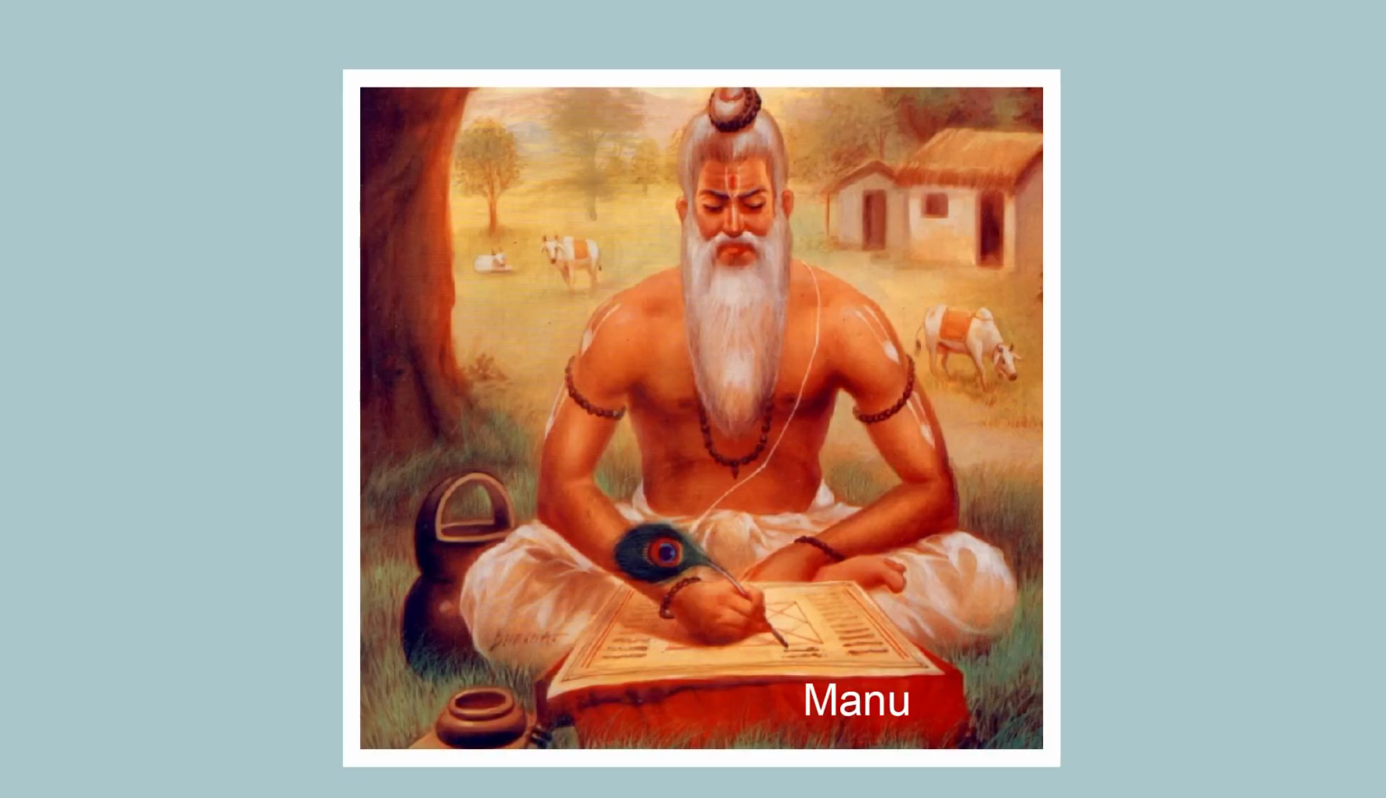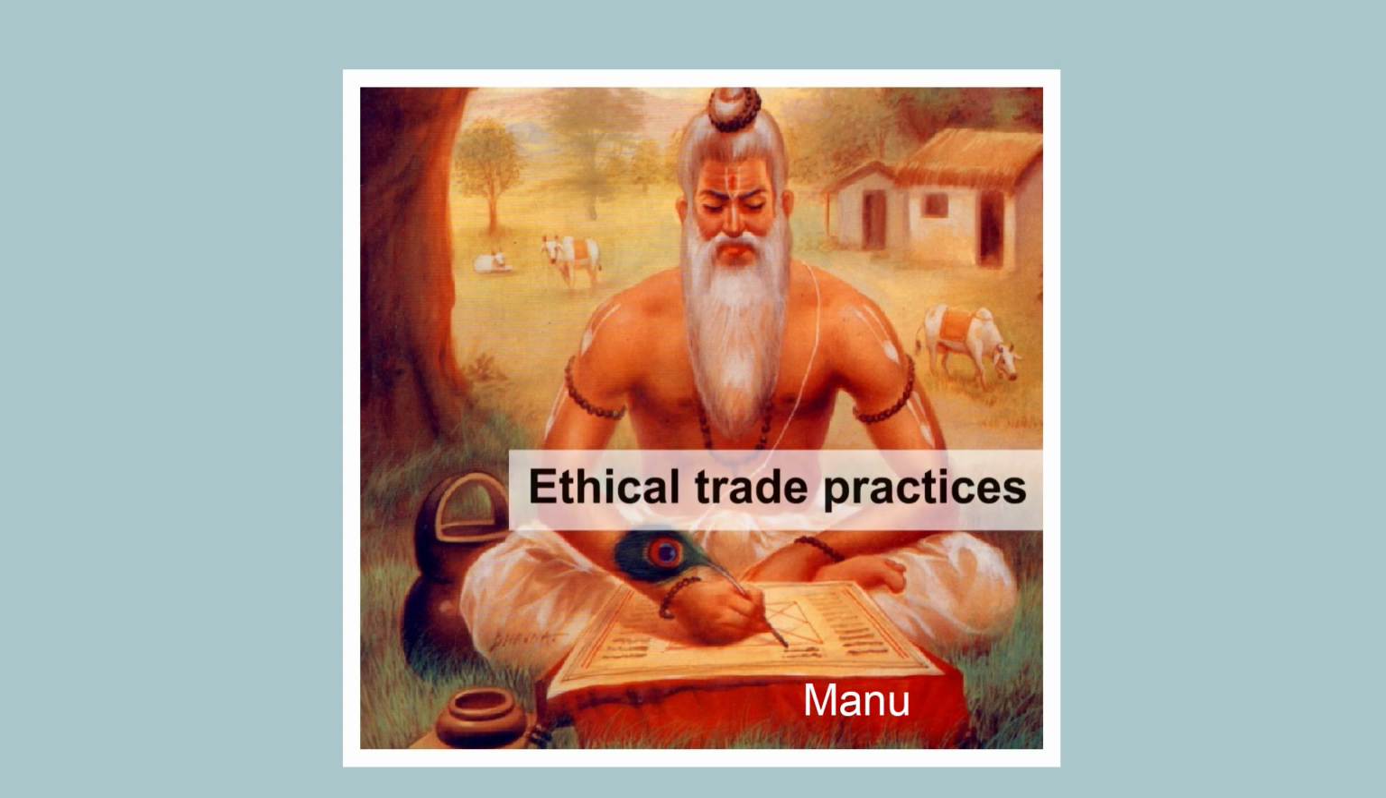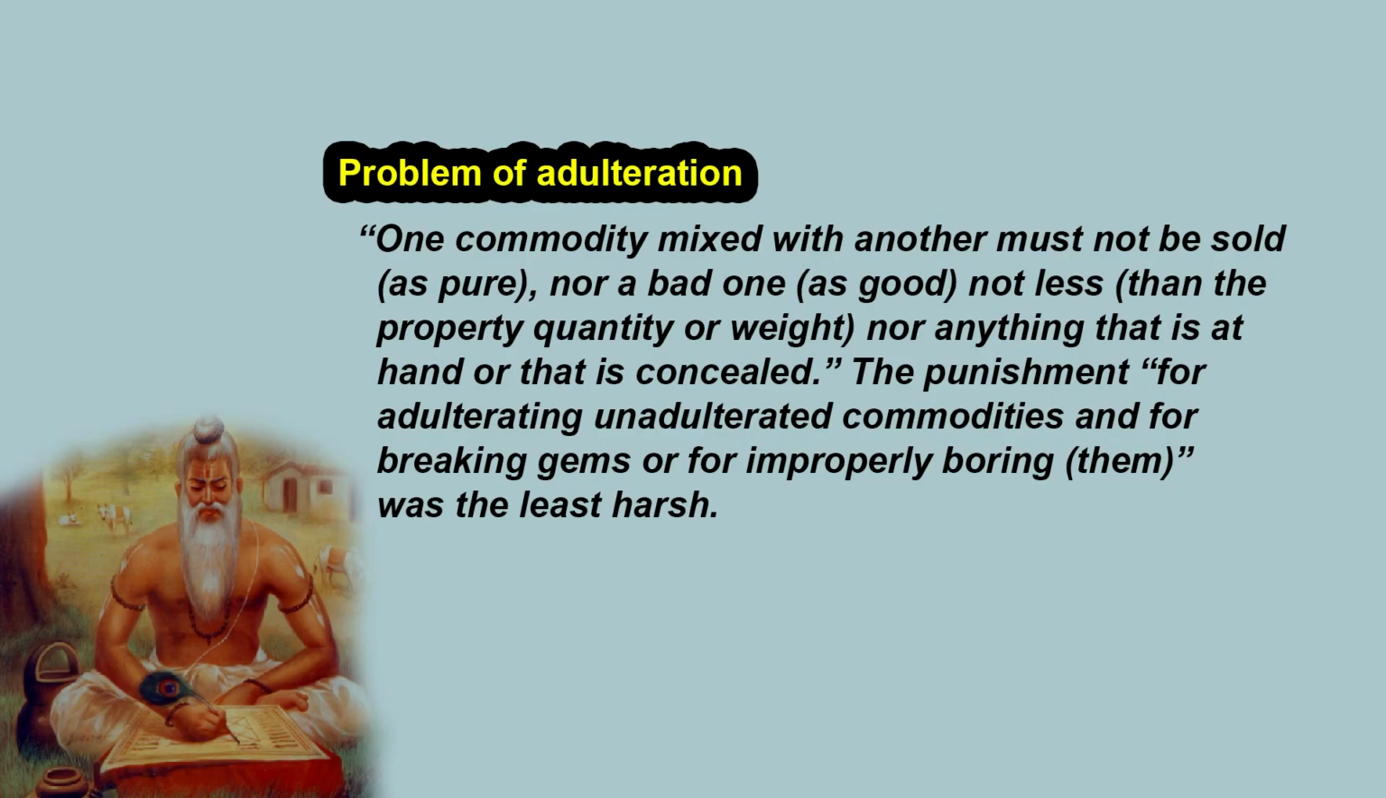Manusmriti describes the social, political and economic conditions of ancient society. Manu, the ancient lawgiver, also wrote about ethical trade practices. He described a code of conduct to traders and specified punishments to those who committed certain crimes against buyers. For example, he referred to the problem of adulteration and said, "One commodity mixed with another must not be sold as pure, nor a bad one as good, nor less than the proper quantity or weight, nor anything that is at hand or that is concealed."